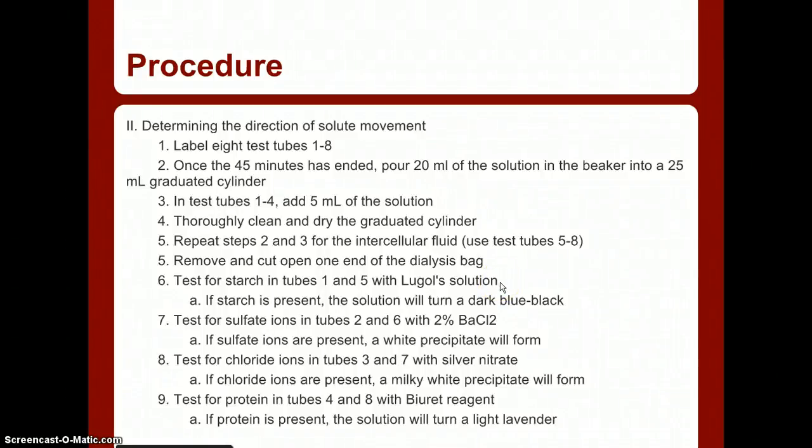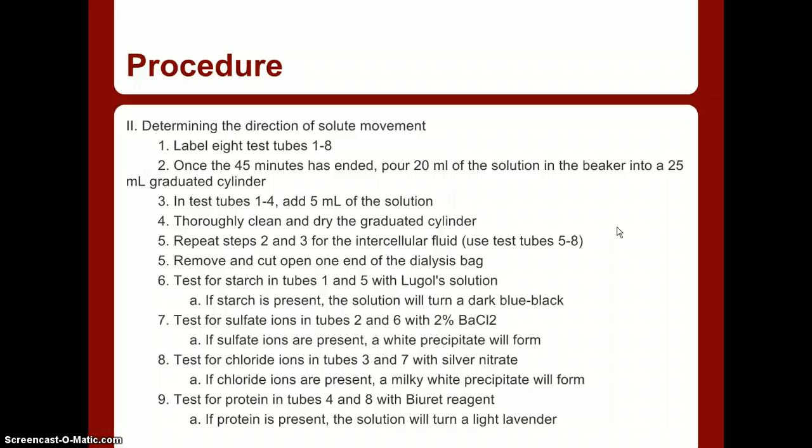Next, you had to do some tests. First, you would test for starch in tubes 1 and 5 with the Lugol solution. If starch is present, the solution would turn a dark blue to black. Then you would test for sulfate ions in tubes 2 and 6 with 2% barium chloride. If sulfate ions are present, a white precipitate will form.